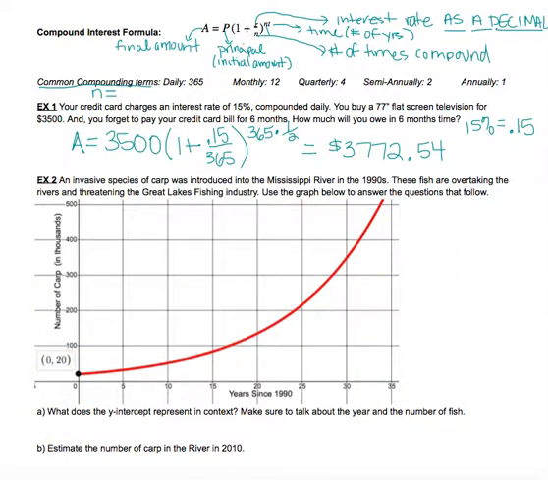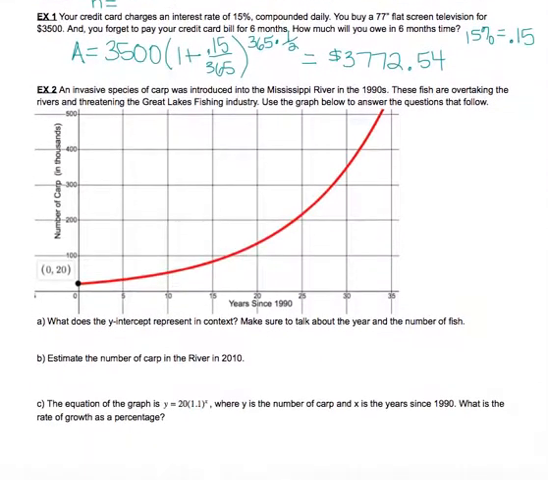All right. Example 2, an invasive species of carp was introduced into the Mississippi River in the 1990s. These fish are overtaking the rivers and threatening the Great Lakes fishing industry. Use the graph below to answer the questions that follow. So now here we're using a graph to talk about population in context. So the in context part is the important part.